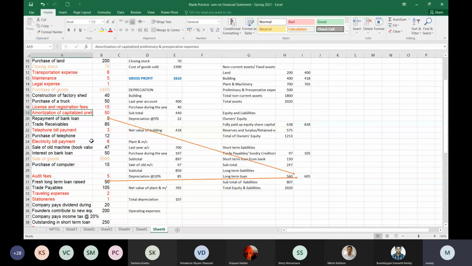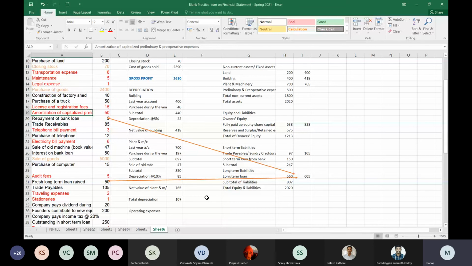Preliminary pre-operative expenses are the expenses that you incur before starting the company. Suppose today you think that you want to start a company. You don't start it today. You will be starting maybe after 6 months of research, then 6 months of preparation. During this period there will be a lot of expenses. Even company formation requires a lot of investment. So those are actually costs.